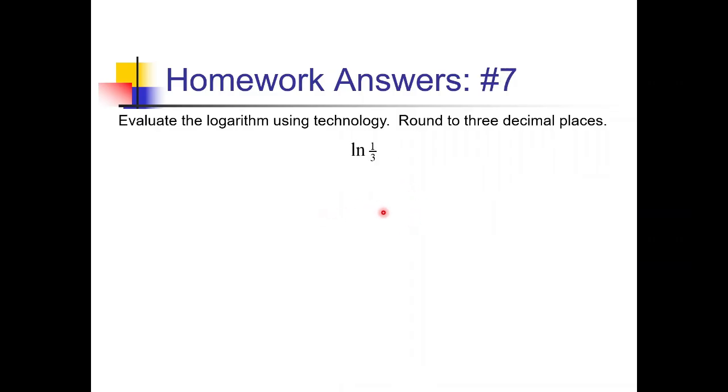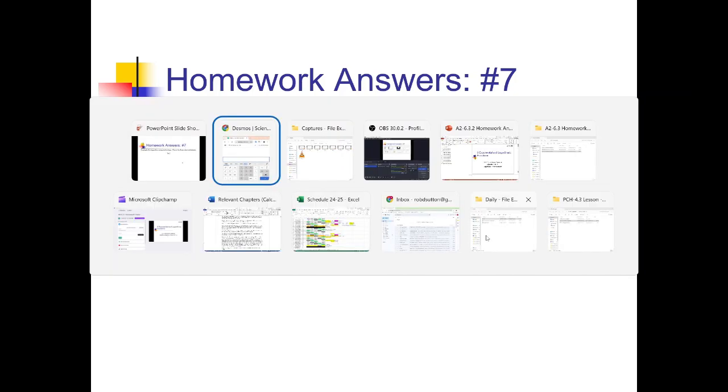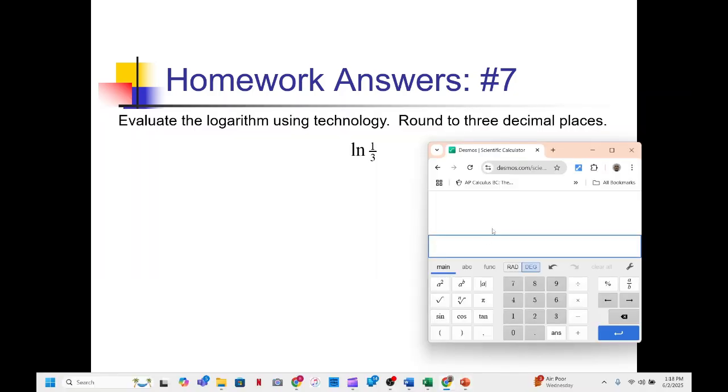For this problem, they want the ln of 1/3 using technology. So let me go to Desmos, and let me just type in ln. And to get the fraction in there, let me see what happens if I do 1 divided by... nope, see, it wants to make this whole thing into a fraction. All right, so here's a workaround. If you open a parentheses and then you do 1 divided by 3, it'll put the fraction inside the ln, and that comes out to negative 1.099.